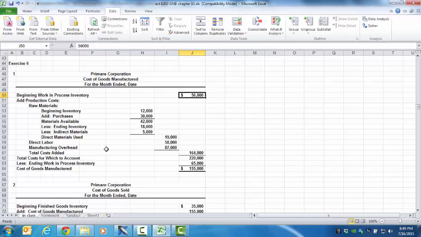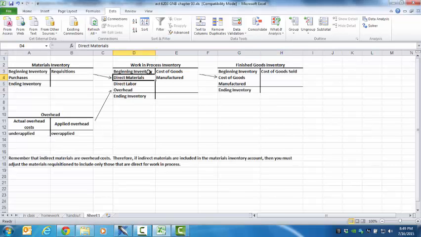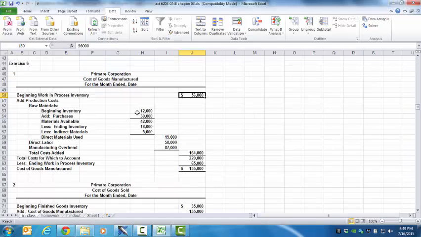All I know is purchases of materials and the raw materials balance. So I'm not told the direct materials, but I know I can calculate that value here by analyzing the materials inventory T account. So I'm going to take the beginning, add the purchases, consider what's left, and that'll give me how much I've requisitioned. So the beginning was 12. We bought 30,000 more, so I have 42,000 available. There are 18,000 materials left on hand. We went into the warehouse and counted them.